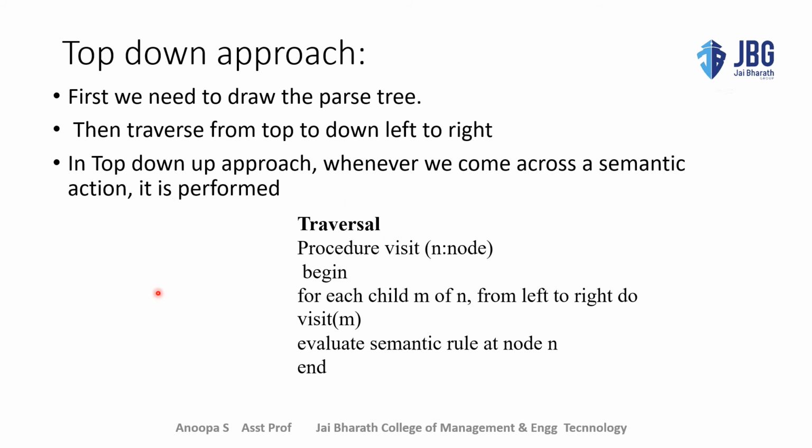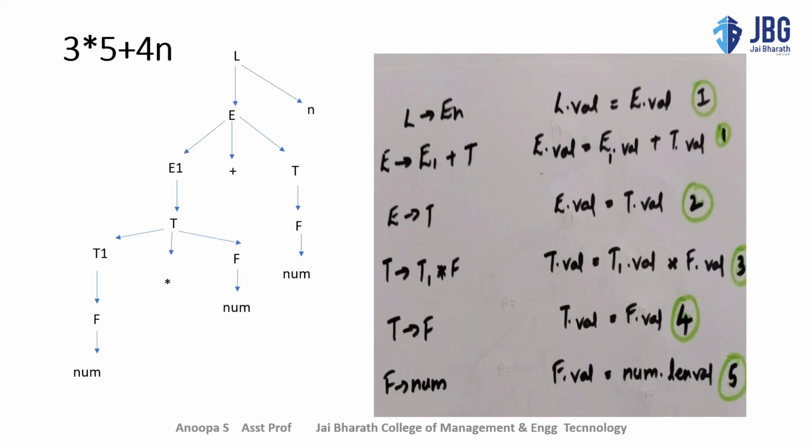Okay. So this is the procedure: for each new child m of n from left to right, visit m, then evaluate the semantic rule at node n. Okay. So this is the same string that we have to find. But the difference is we are doing top down parsing.